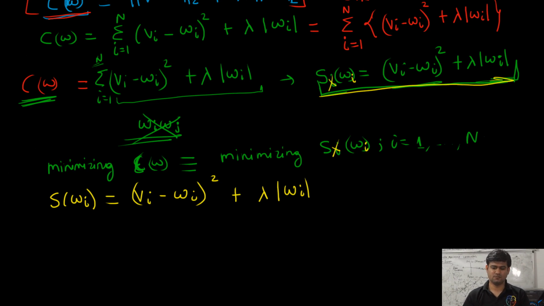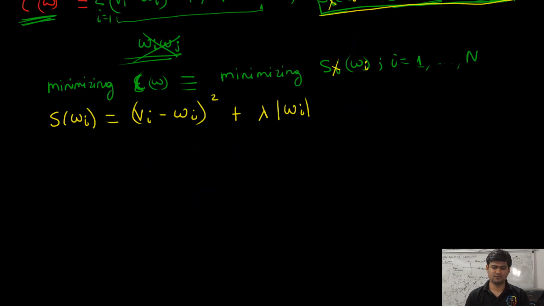This function S of Wi is convex because this squared function is a convex function, and so is the absolute value function of Wi. And we can minimize it by just setting its derivative with respect to W to 0.